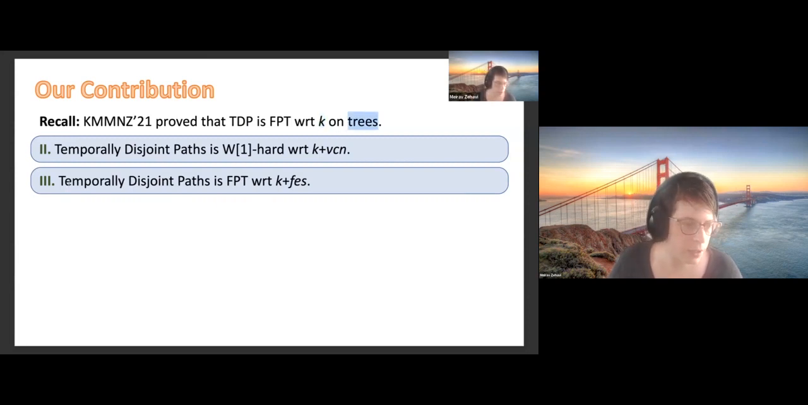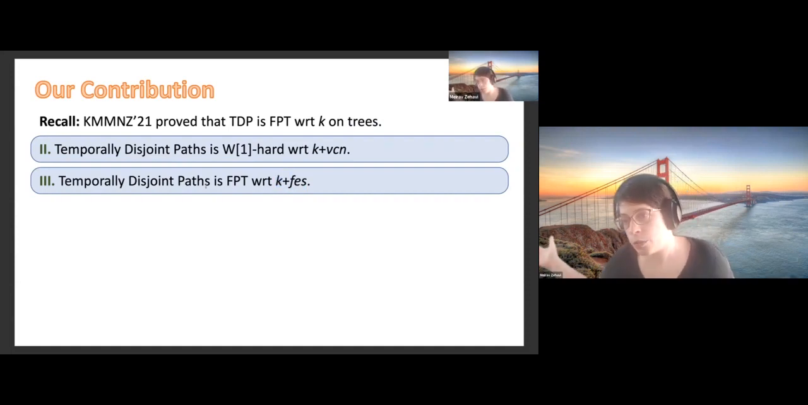So one of our results extends this, and it gives FPT with respect to k plus FES, the minimum number of edges to remove to get a forest. Okay, so for trees, this is 0. So we get the same results, just with k, but this result is more general.